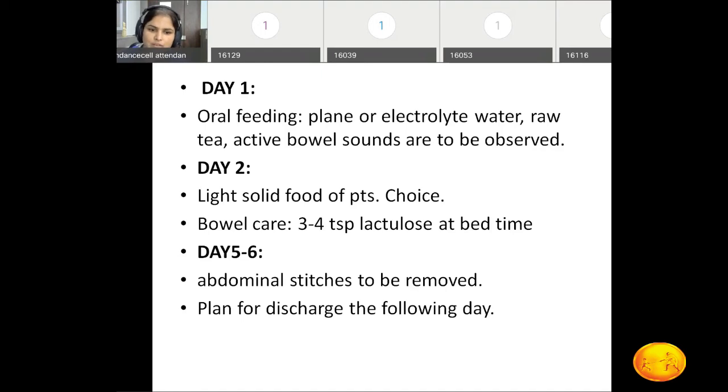By day 5, day 6, according to your book, they remove stitches on day 5, day 6. When I was doing my PG, we used to remove on day 6 and send them home. So abdominal stitches are to be removed and discharge planned. But over here we do dressing on day 5. We check for any discharge from the wound or anything. We do dressing, and on day 8 we remove the sutures over here.